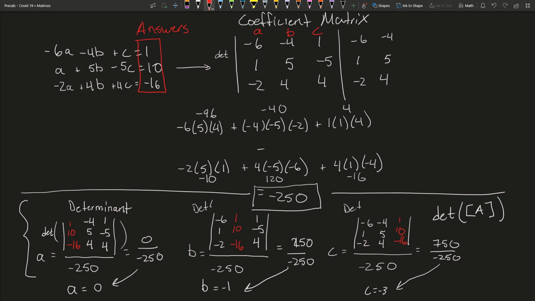Okay. Since there are no questions, your homework is number 18 and 19 on that same worksheet that you did last night. But I want you to use Cramer's rule in this case. So I'd expect all of this work that you see on your screen for number 18 and for number 19.